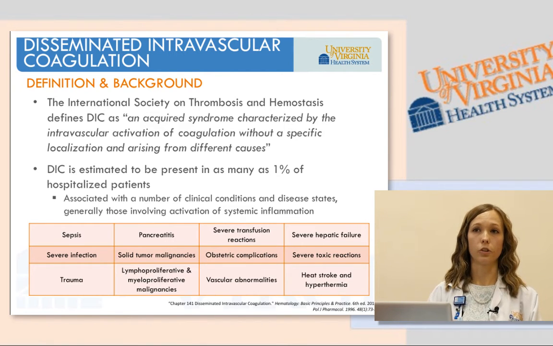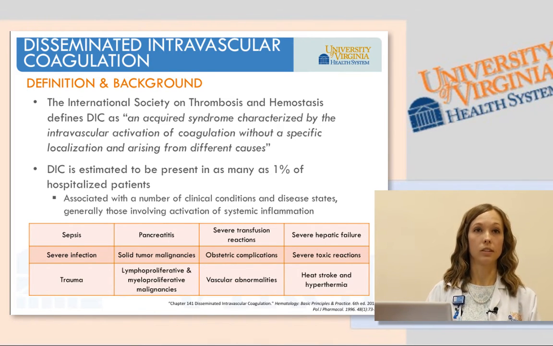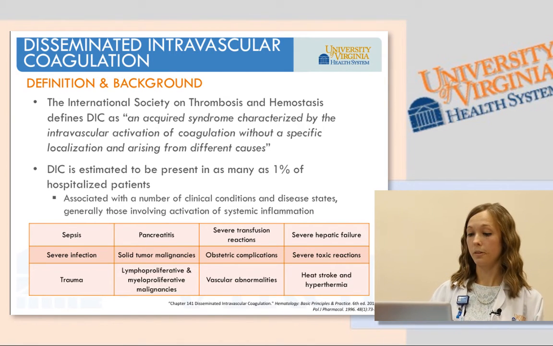DIC is something that's also fairly common that we're all going to come across at one point or another in patients either in the ICUs or on the acute care floors, and it's estimated to be present in as many as 1% of hospitalized patients. It's associated with quite a large number of different clinical conditions and disease states, and generally it's going to be associated with these disease states that involve systemic inflammation, like the ones I have listed in the table below.